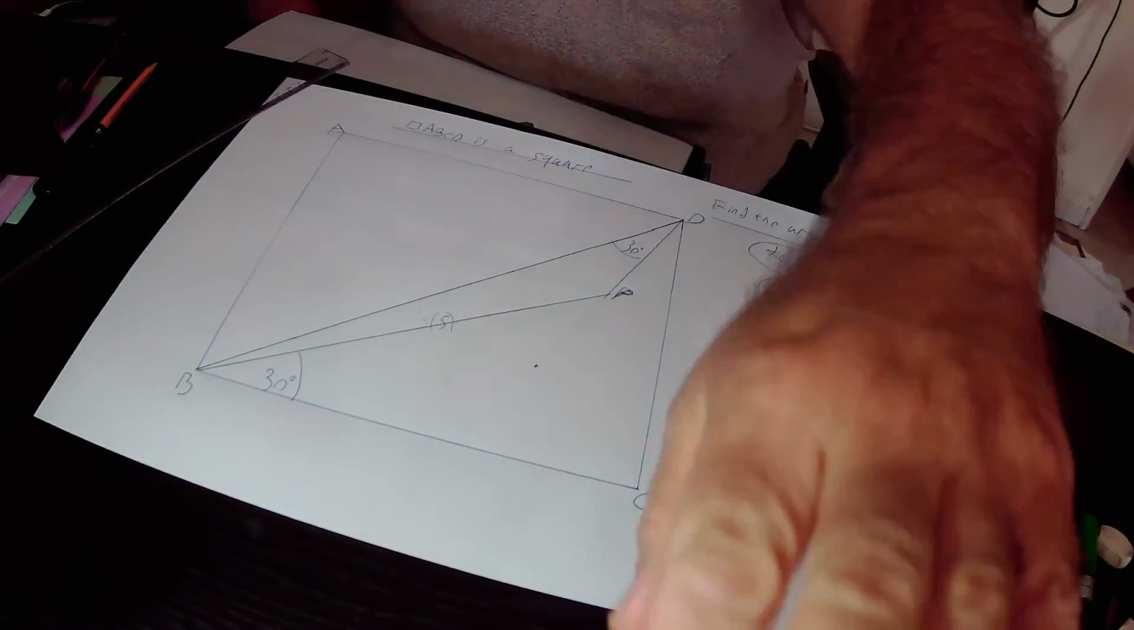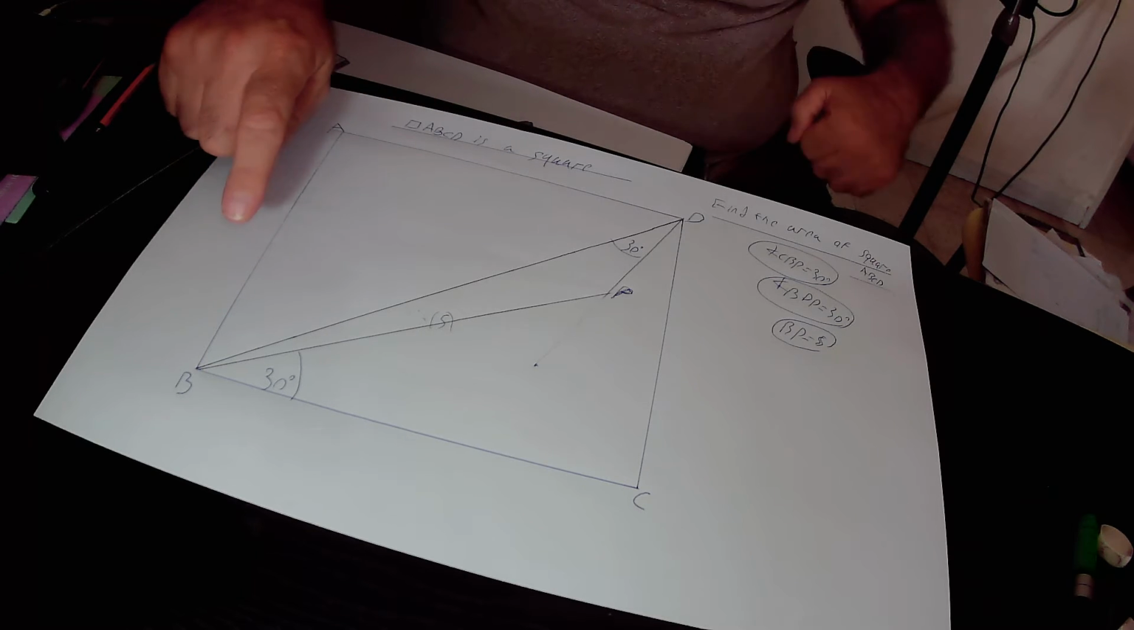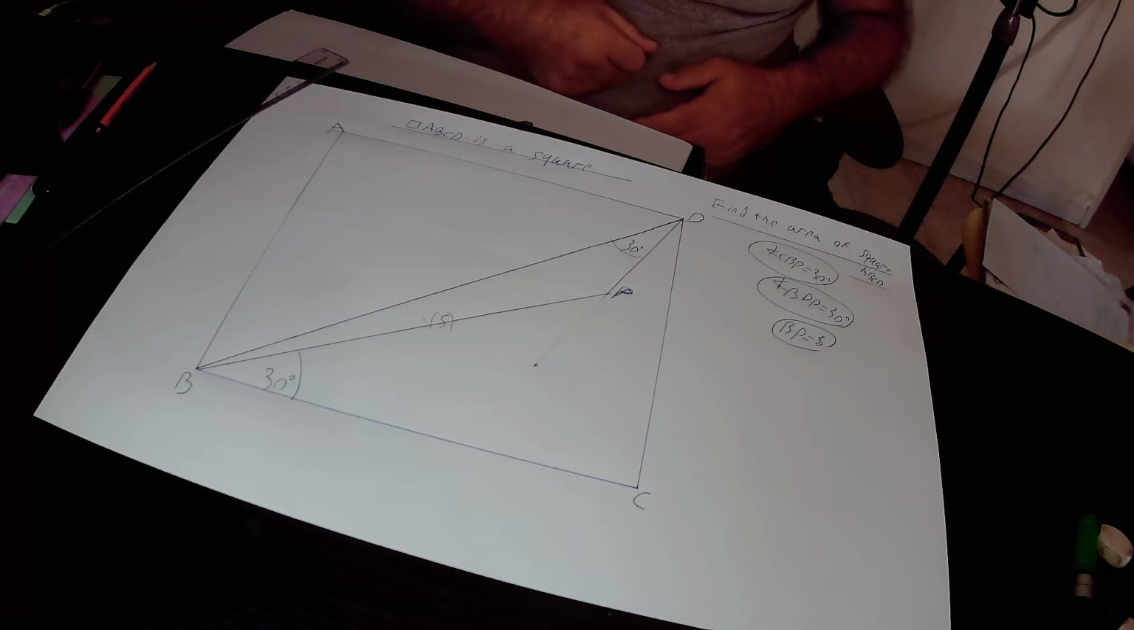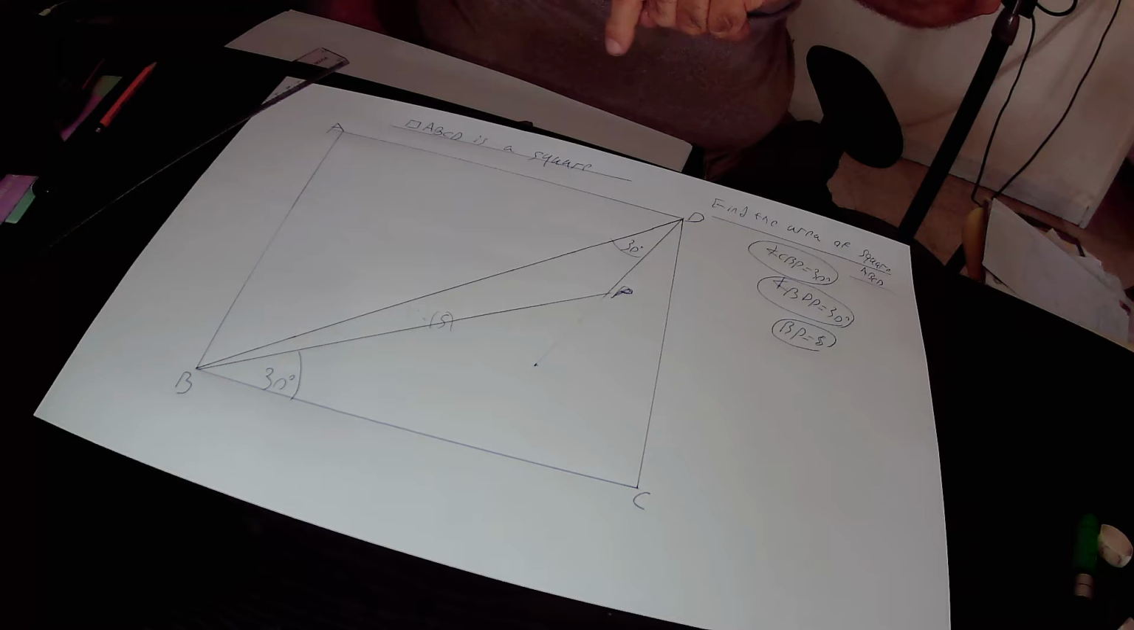And now in this lecture we'll find out the area of square ABCD. At the moment we have square ABCD. We know that DB is the diagonal of this square ABCD. This is angle BDP, that is equal to 30 degrees in its size.